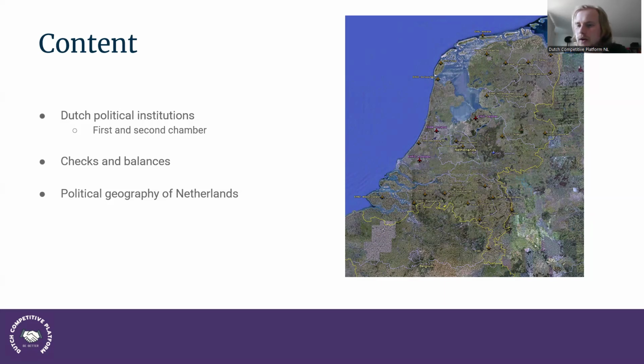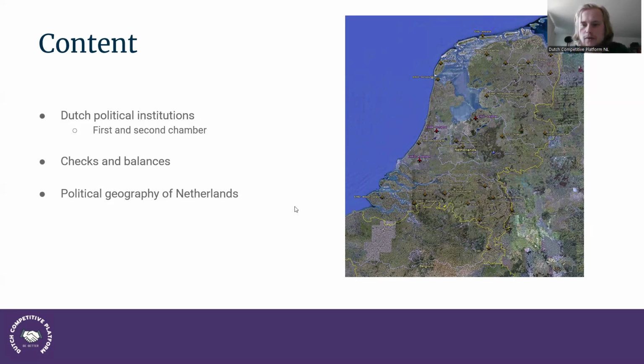Then I'm going to talk about how you have checks and balances in the Netherlands, how people might try to set motions about them, and lastly I'm going to talk about the political geography of the Netherlands. So what does the Netherlands look like politically and socially and culturally in different regions? And what does this mean for debating it, or just general knowledge that you can have about it?